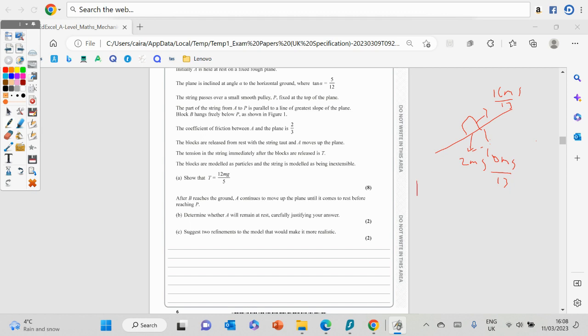So we can clearly see that 16mg over 13 is clearly greater than 10mg over 13. So A will not move. Very simple. And the last bit then, just 2 refinements to the model that will make it more realistic.